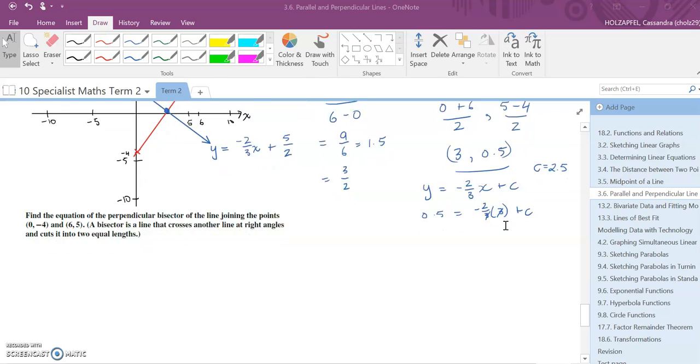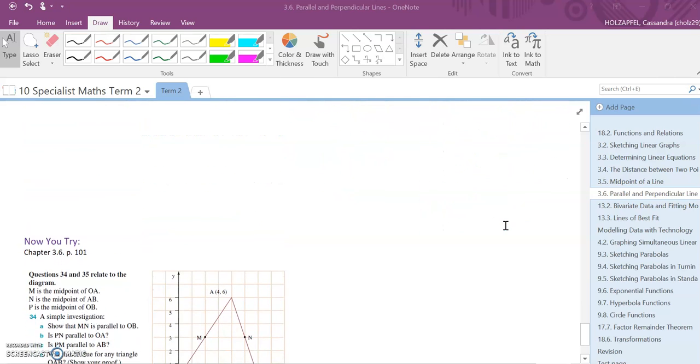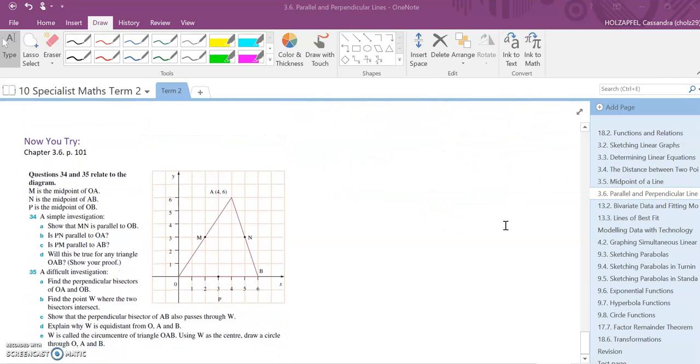Okay, so that was our problem solving question. So now what I'm going to get you guys to go ahead and do is practice these questions from chapter 3.6 on page 101. So these are the more difficult questions. And with these ones, if you are having difficulties, please do email me.